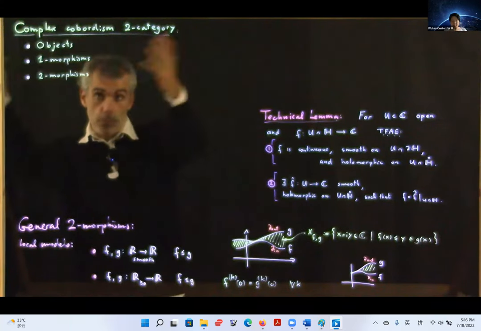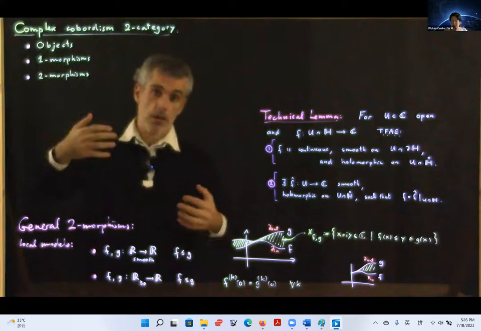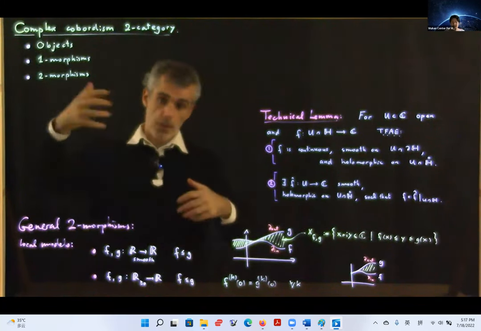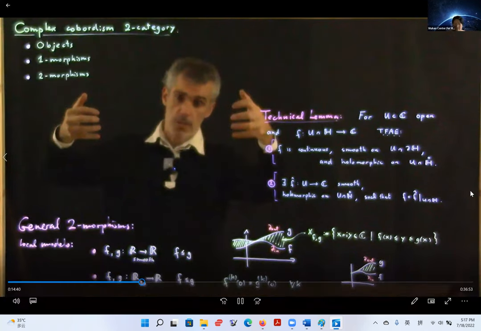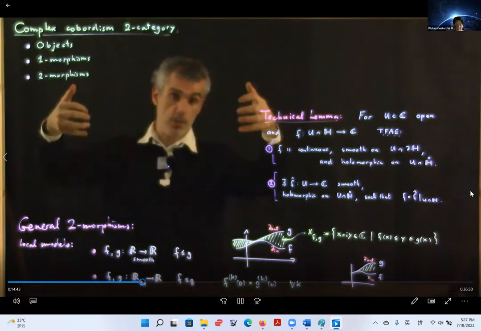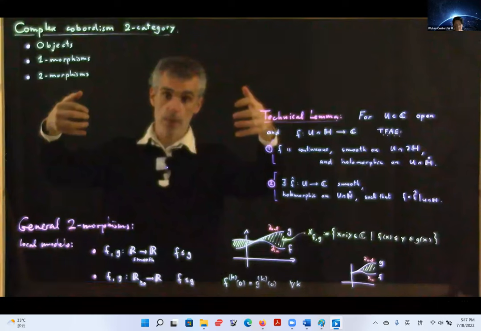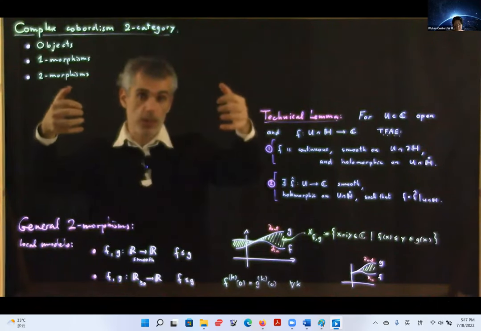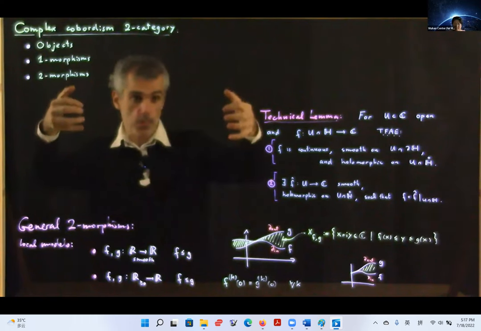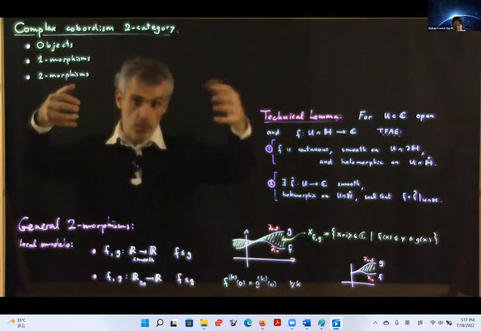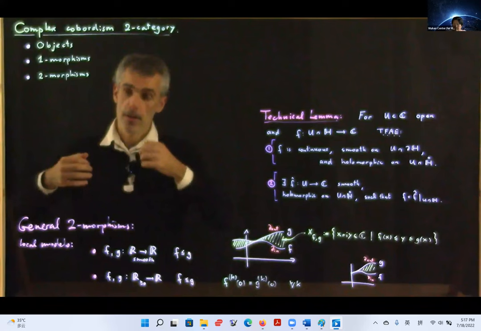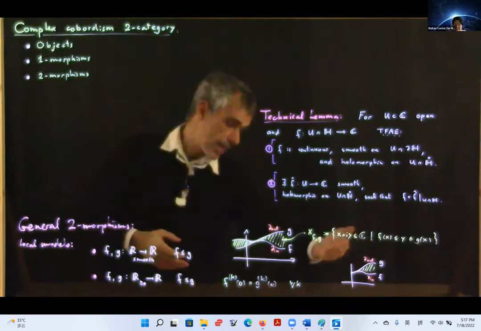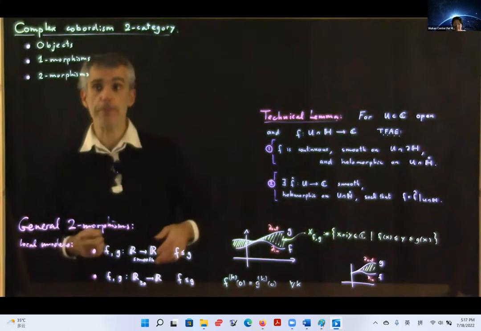So morally, its objects are points or unions of points. Given a bunch of points on one side and a bunch of points on the other side, a one morphism is going to be a one-dimensional manifold whose boundary is the union of this and that. So a one-dimensional cobordism between these points and those points, something that goes in between. And then the two morphisms are going to be these Riemann surfaces with boundary and with cusps as described here, of which I also had a bunch of examples at the beginning.